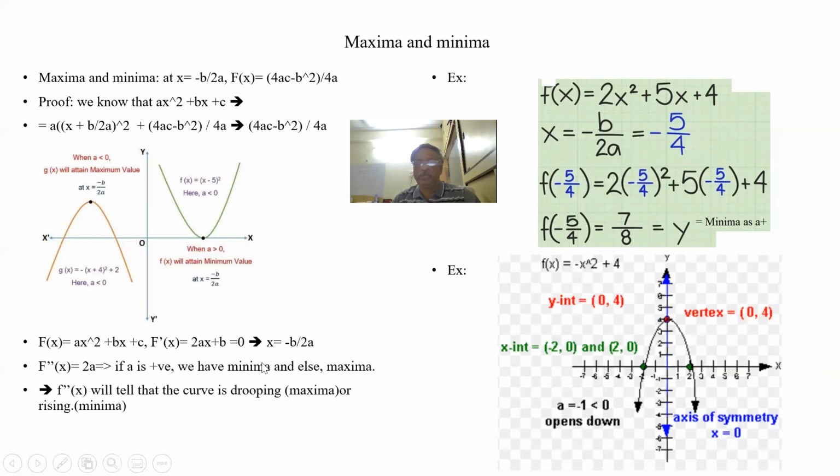So this we should be able to visualize, either minimum. Here it is maximum because it is a minus ax square. It is maximum.